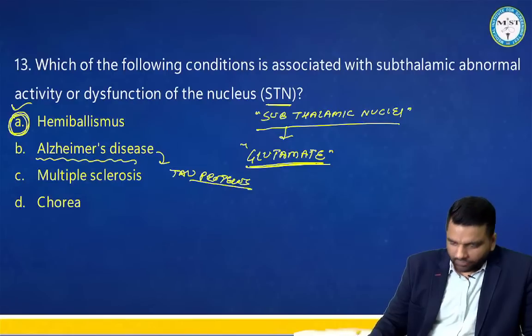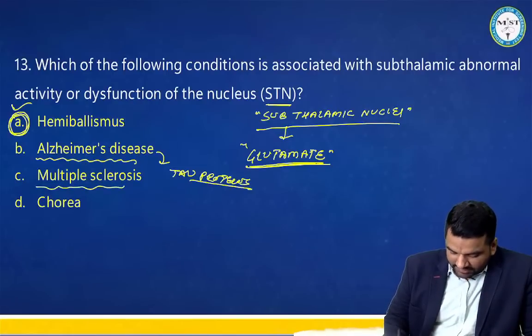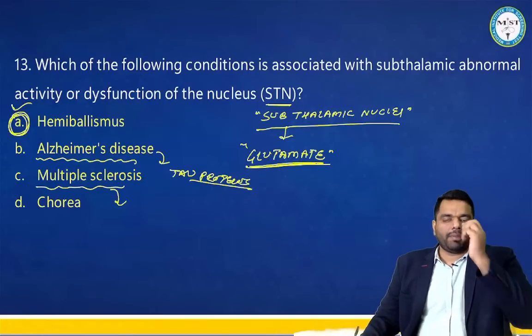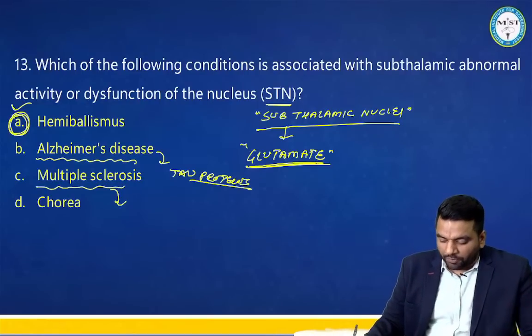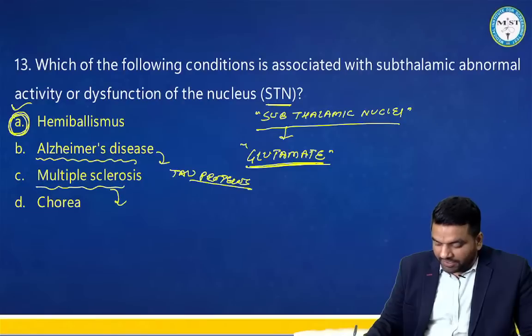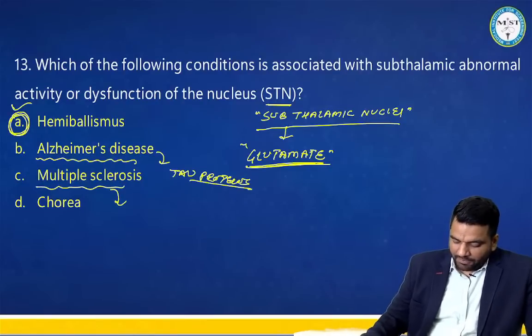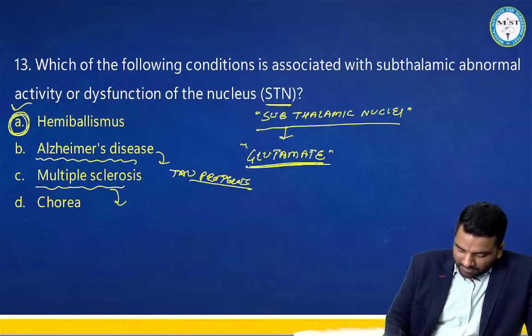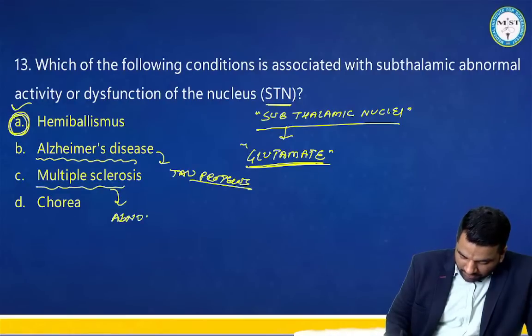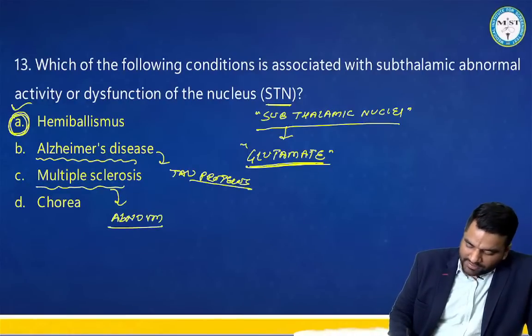Right, beta? Then multiple sclerosis. Please tell me. Multiple sclerosis is a problem of which cell, and in which area? Multiple sclerosis, it is the gene mutation or abnormality of which cell?